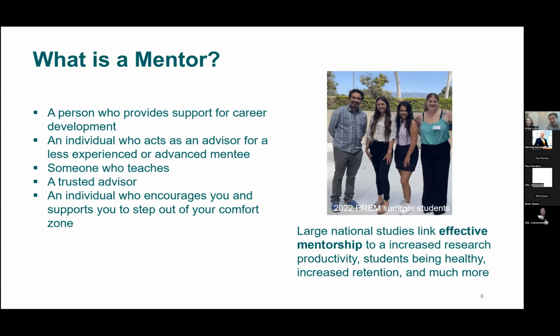So what is a mentor? And I know that this has many, many flavors, and I think all of you on the call probably can answer this question. But what I wanted to highlight with this question is that you can easily see that a mentor is, in my opinion, not something that one single individual can do for every single person throughout all the stages of their career. A mentor is a person who provides support for career development, maybe someone who teaches, a trusted advisor, or an individual who encourages you to step out of your comfort zone.